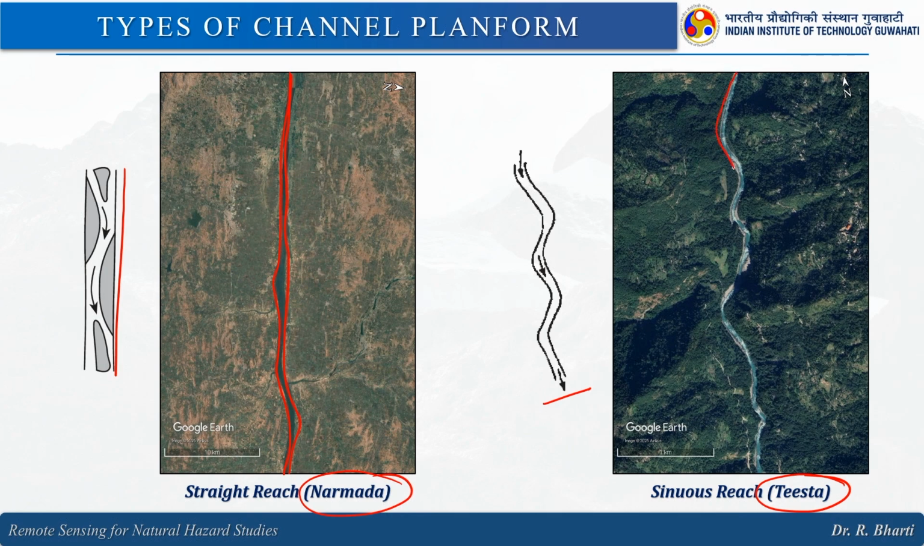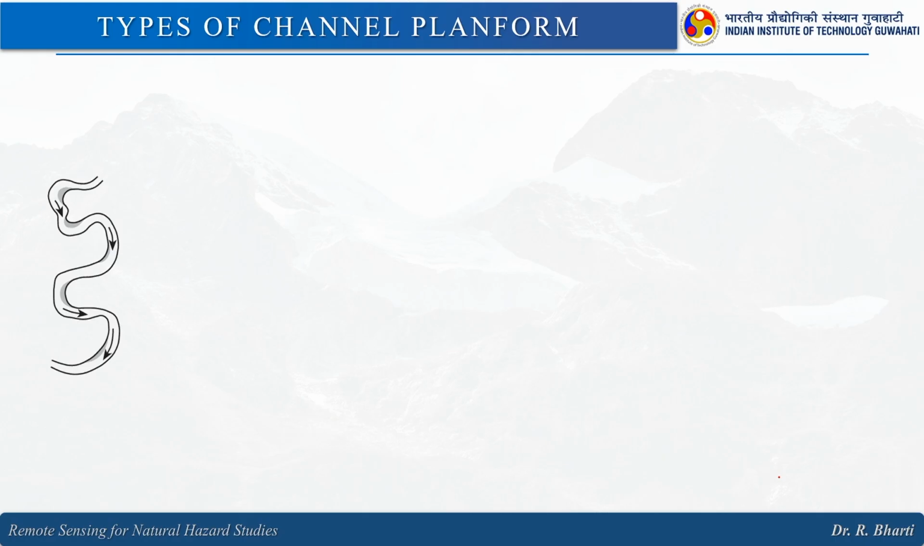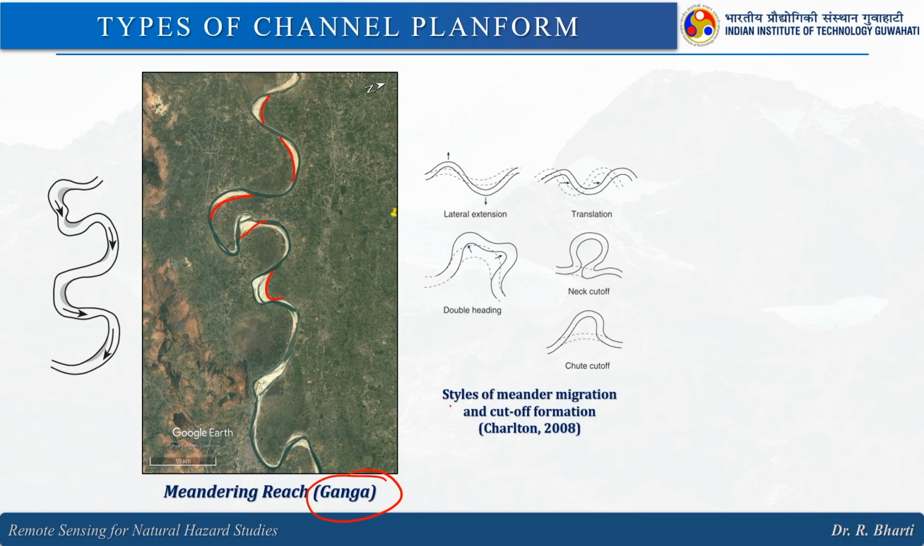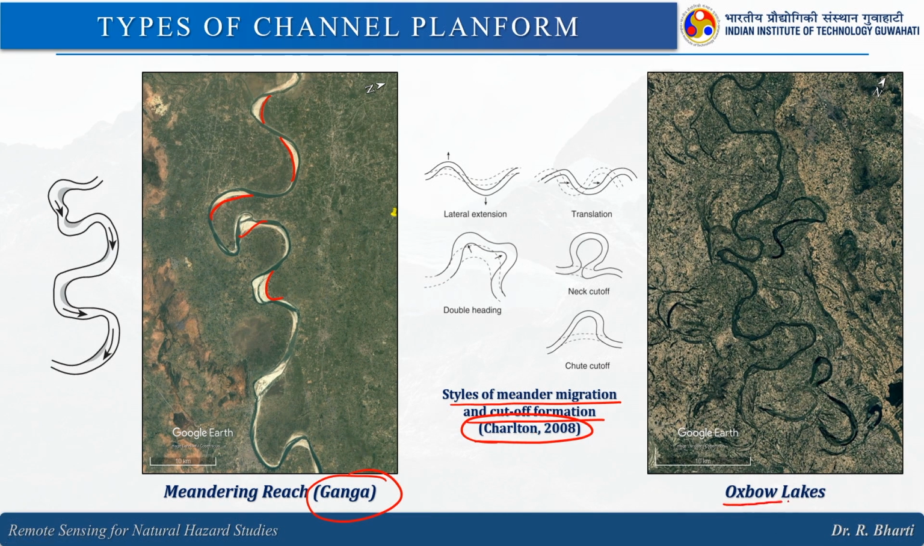Here you can see how it is flowing, right. Now comes the meandering one. Here the best example of meandering is the Ganga. In some of the places you can easily see the floodplains, right. Styles of meander migration and cutoff formation are from this particular book. Here you can see the oxbow lake feature, I hope you know about it.